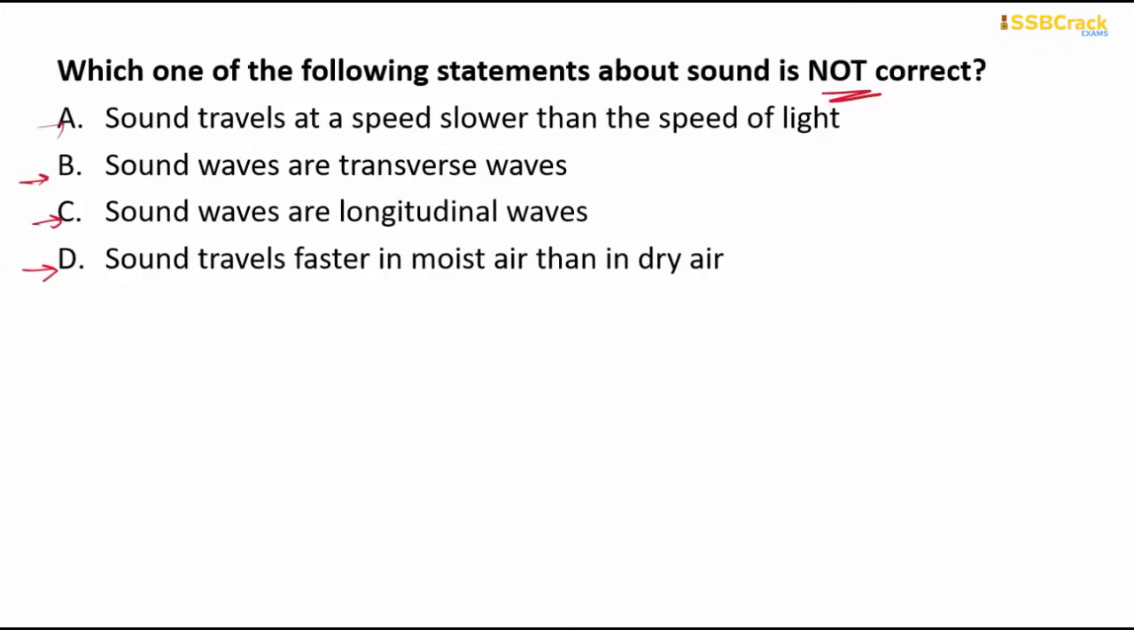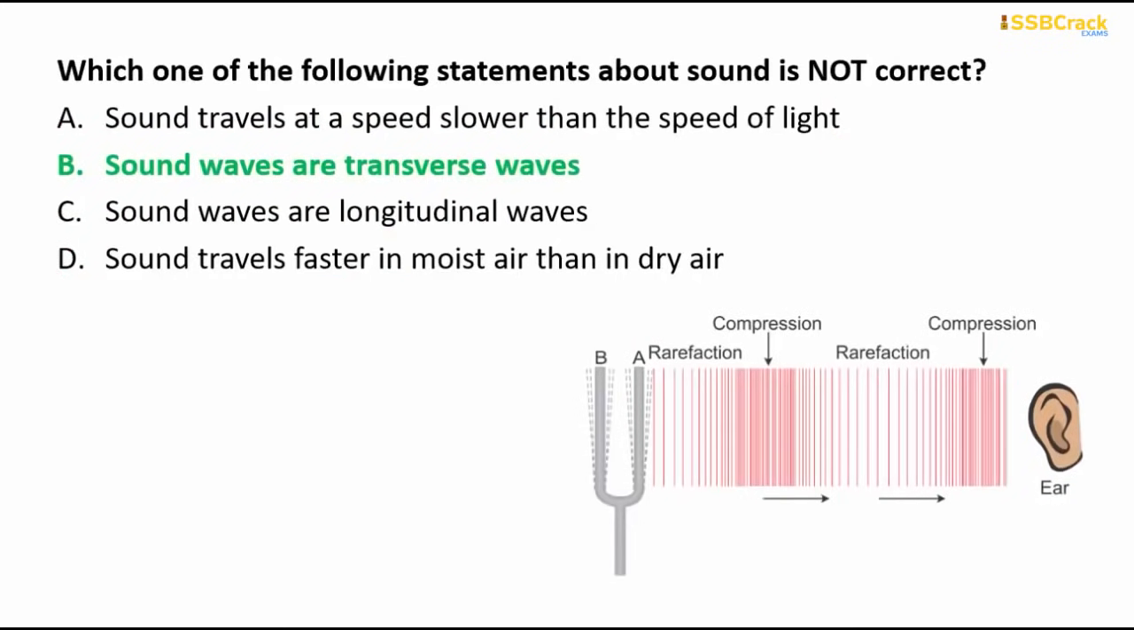We will go through from down to top. Sound will travel faster in moist air than in dry air. That is because the moist air is less dense than the dry air, and that is the main reason the sound waves will travel faster in moist air. Sound waves are longitudinal waves, not transverse waves, and they travel at a speed slower than the speed of light. So the correct answer for this is option B, which is not correct.